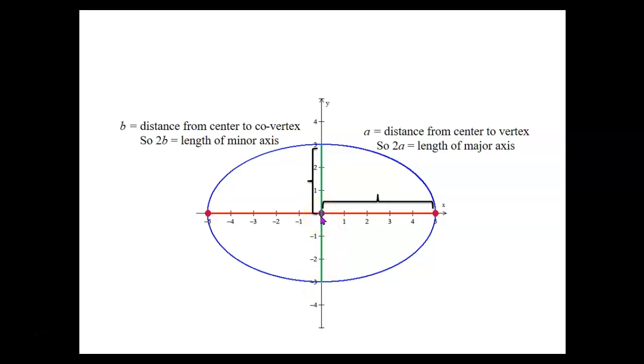So if you start at the center and go a units away, you get to one of the vertices, one of the points on the ellipse that's furthest away from the center. And if you start at the center and go b units away, then you get to one of the points on the ellipse that's closest to the center.